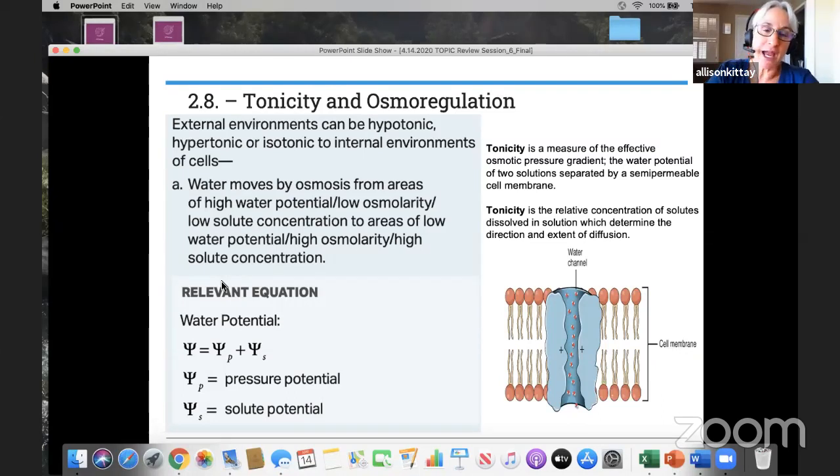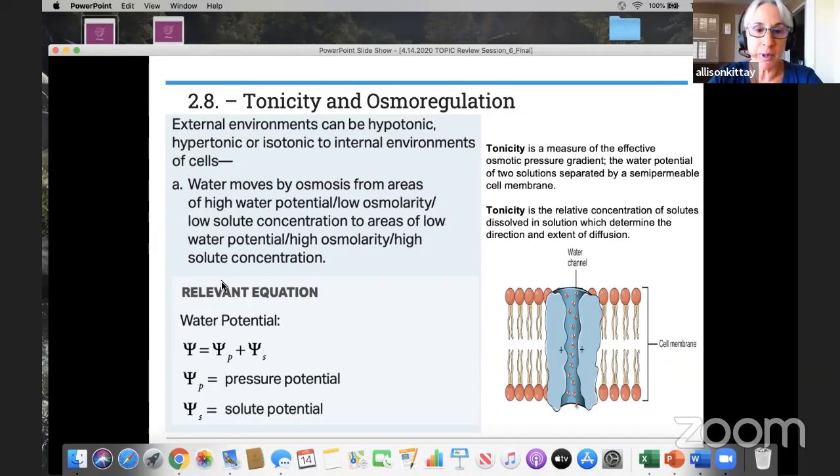So now let's look at the actual statement from the course and exam description. It tells you that external environments can be hypotonic, hypertonic, or isotonic to the internal environments of cells. And we're going to define those terms and give lots of examples throughout this lesson. Then it tells you that water moves by osmosis from areas of, and then you have some slashes. And I honestly think that this is why this topic is confusing to students, because there's lots of different ways to say the same thing.